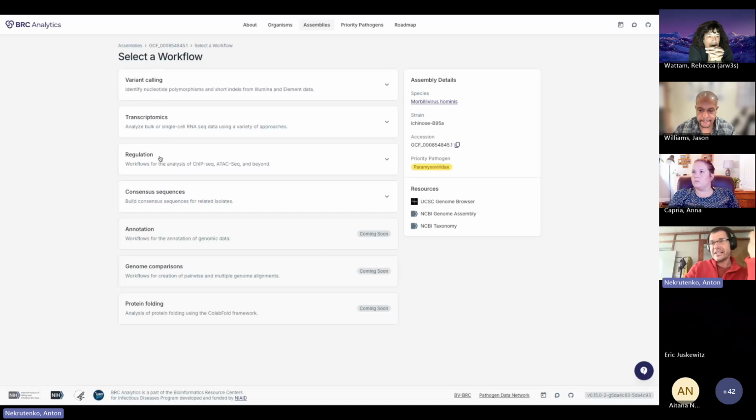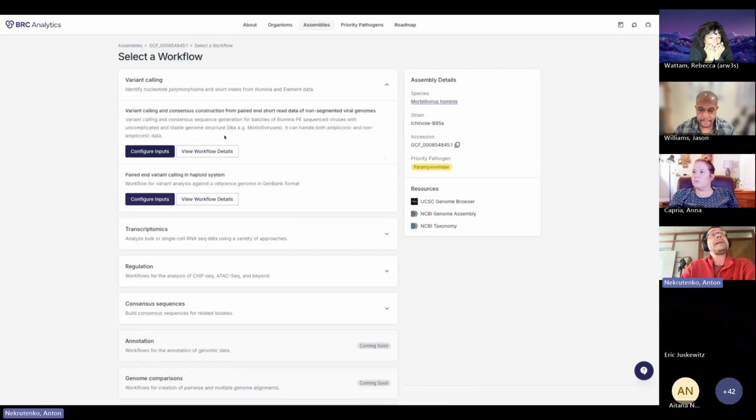This is just one of the examples. For example, if you want to do RNA-seq for yeast, or ChIP-seq or ATAC-seq analysis on Plasmodium, you can also do this here. But again, let's stick to surveillance, and surveillance is variant calling. So I'm going to go pick a workflow. There are two of them, which are kind of geared towards this virus. Remember, this is an RNA virus.